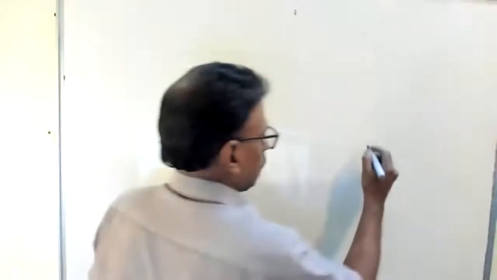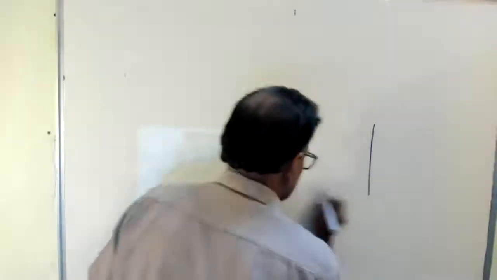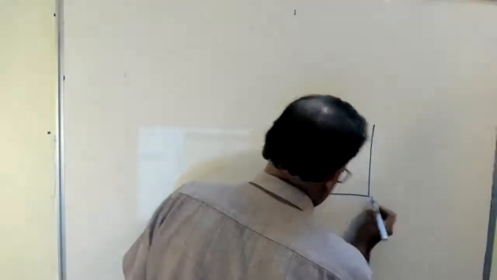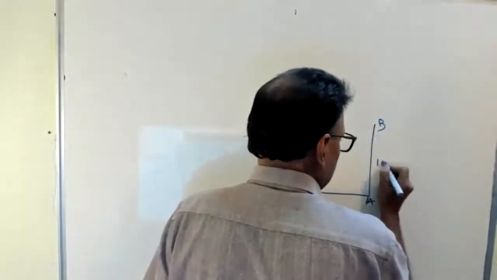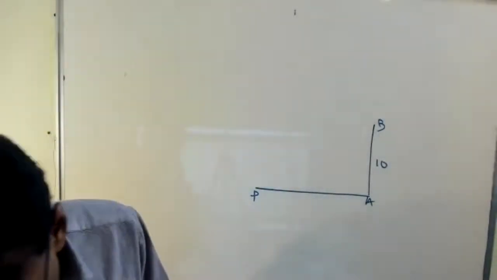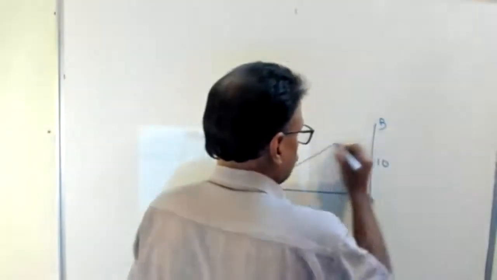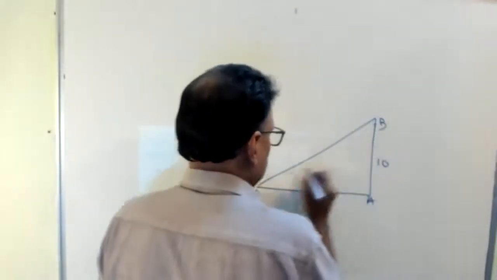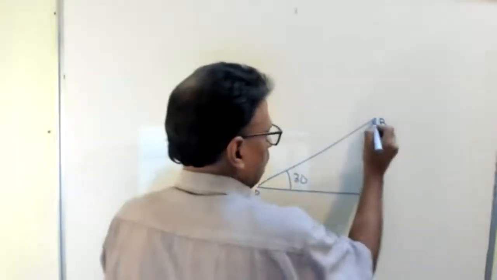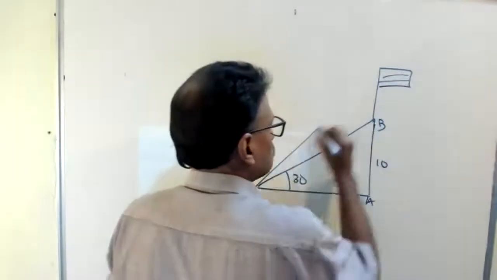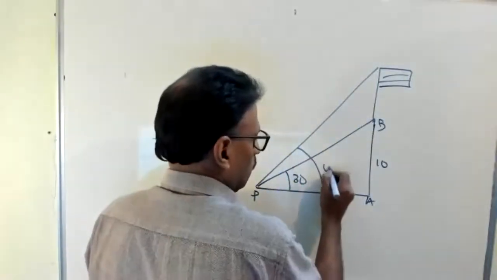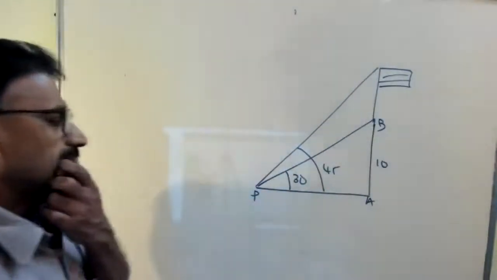So here, what is the question? A tower, look, this is the point P. P here, A here, B here. This is 10 meters. The angle of elevation is 30 degrees. Flagstaff here, that is 45 degrees. Okay, this is the question.